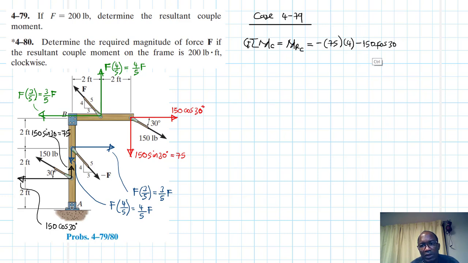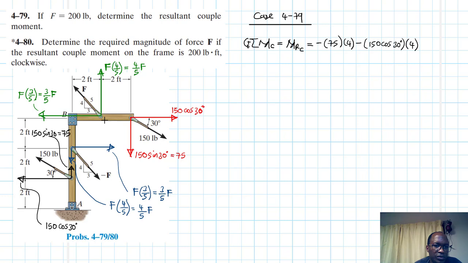It's also negative. Let me write it properly. It's also negative. It's 150 cos 30 by the lever arm. Once the lever arm is also 4. Okay, great. So we are done with this one.